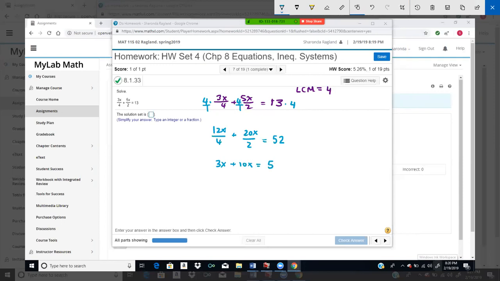is equal to 52. Now, this is a better equation for you to solve. We got rid of the fractions. All right, combine like terms. That's 13x equals 52. And so divide by 13, so x is equal to 4. There we go. Again, when you put it in your solution set, do not write x equals 4. So in your solution set, just put 4 inside the brackets. Okay, that's how you enter it.